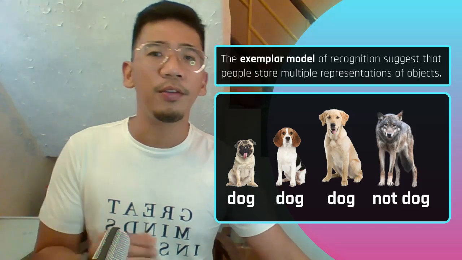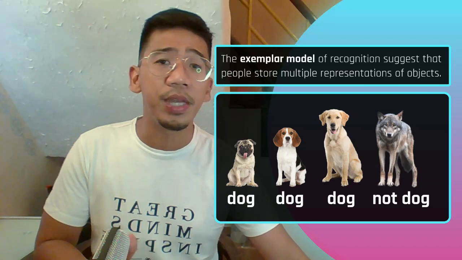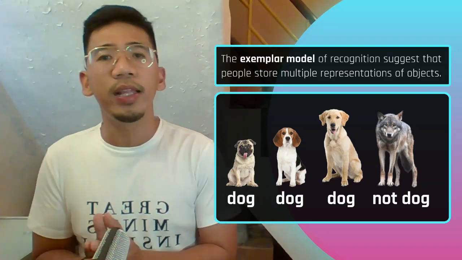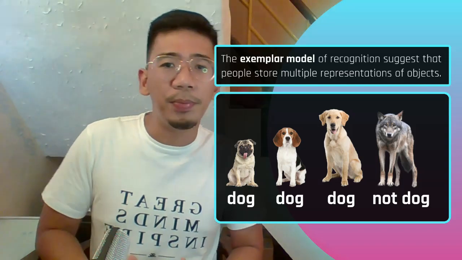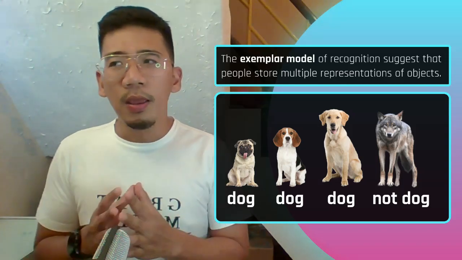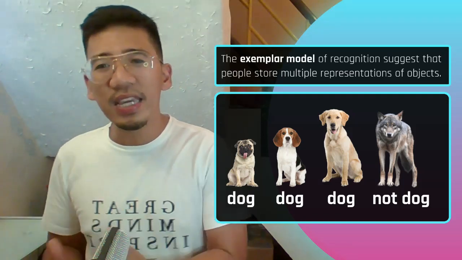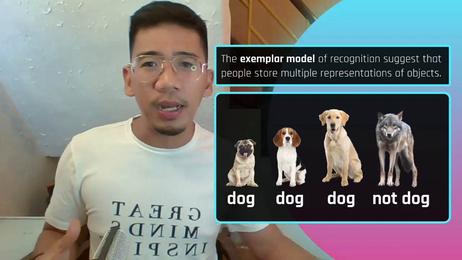Now, a crucial aspect of this model is that the patterns of activation for the stored objects and the newly seen one don't have to match exactly to give a recognition response. Like when you have a pattern for a dog because you have previously seen a beagle, but now in front of you is a pug.